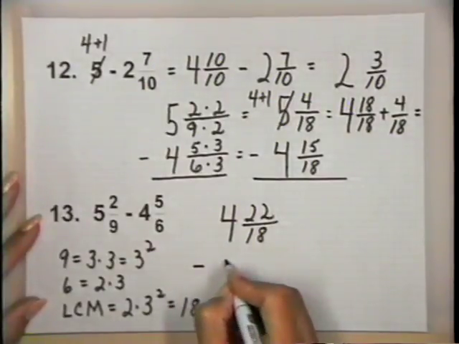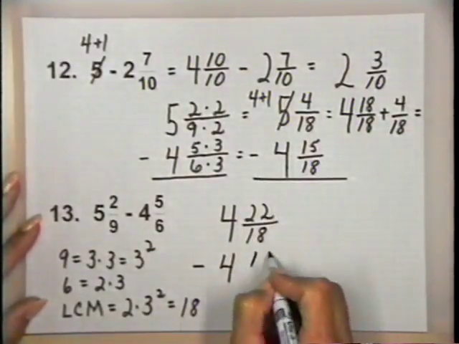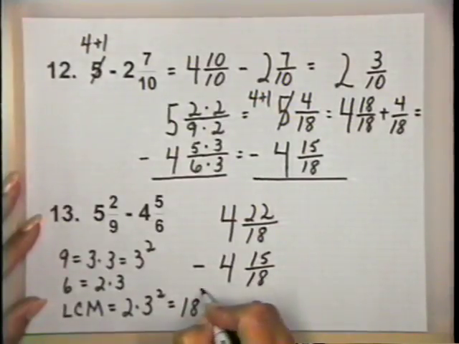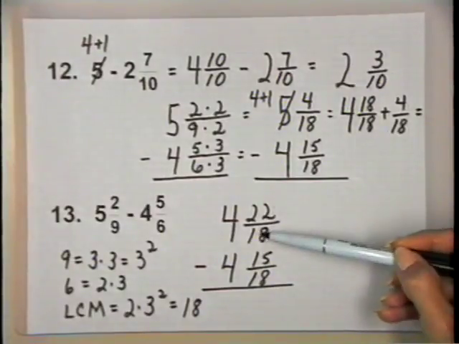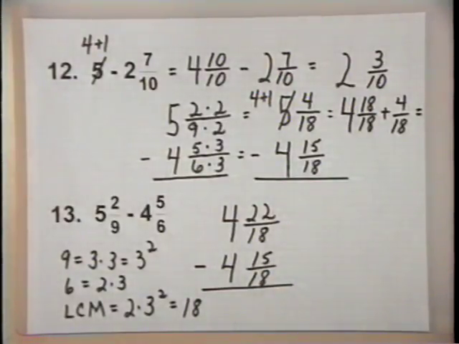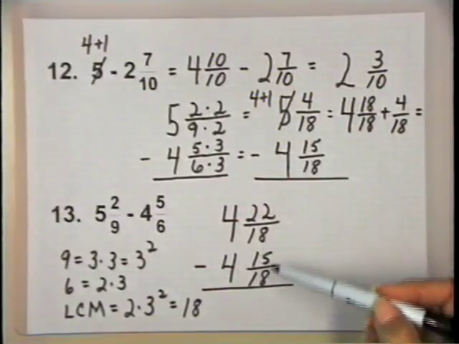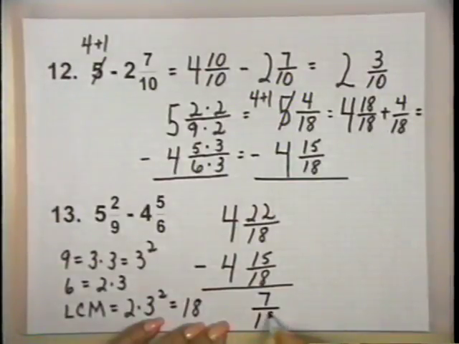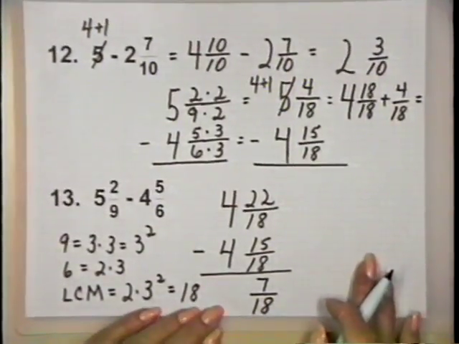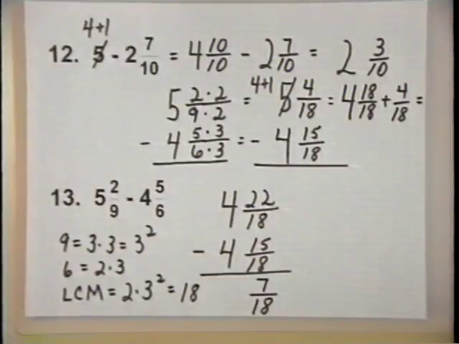And now I'll write that second mixed number 4 and 15/18. Now, since my fraction in my first mixed number is larger than my fraction in my second mixed number, I may subtract. 22/18 subtract 15/18 gives me 7/18. On my whole numbers, 4 subtract 4 gives me 0, and I don't need to write the 0. So my answer to problem number 13 is 7/18. 7/18 is reduced.